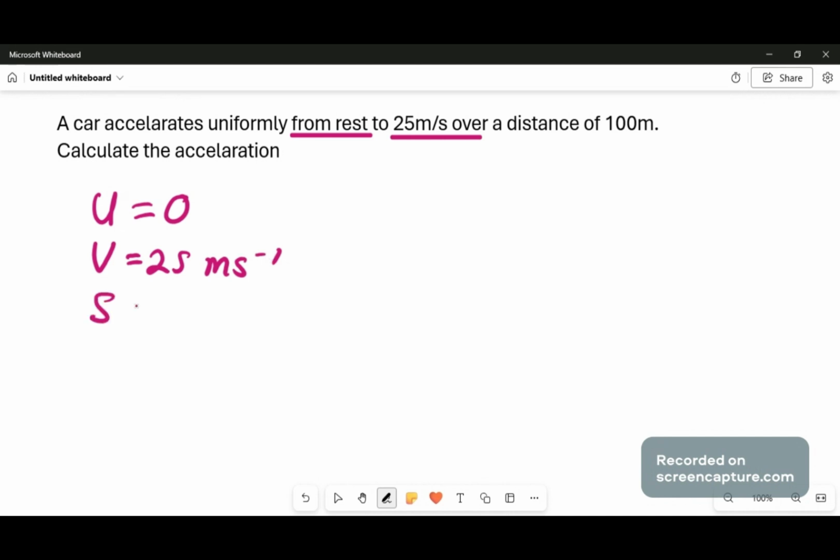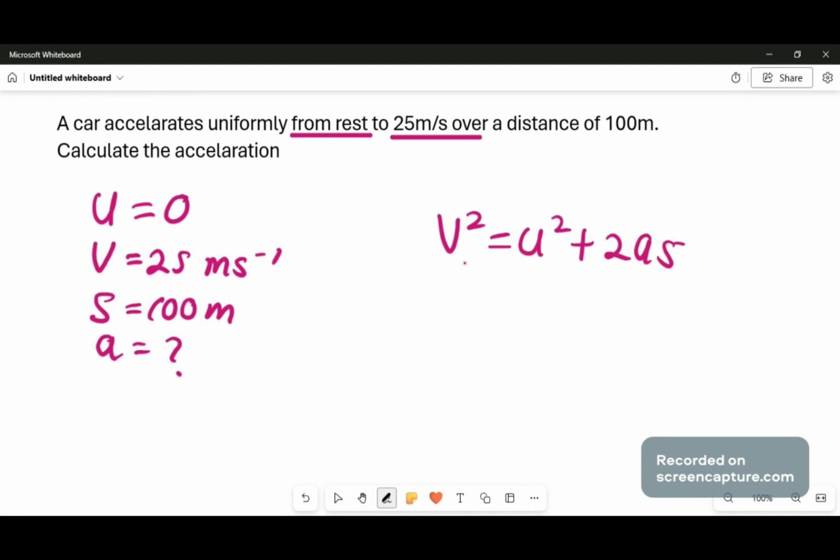Displacement is 100 meters. You are asked for the acceleration. So now they have given the values of u, v, and s. We have to find the value of a. So definitely this is a non-uniform motion, because there is an acceleration. You have to go with one of those four equations. The most appropriate equation to find the answer is v squared equals u squared plus 2as.